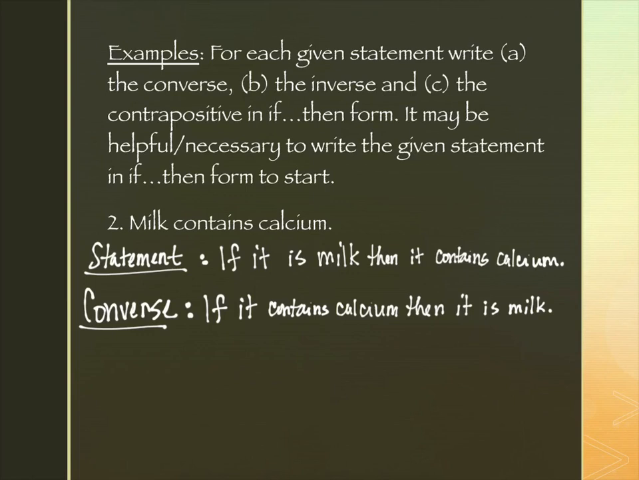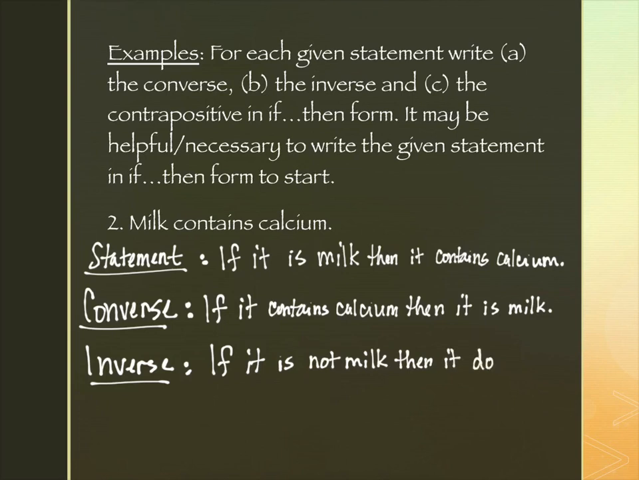How about my next one? The inverse. If it is not milk, then what? It does not contain calcium. And everything you guys just came up with a moment ago works here again. The broccoli, the cheese, my almond milk, the orange juice, the yogurt, they all fit into the same category because these two statements are equivalent.